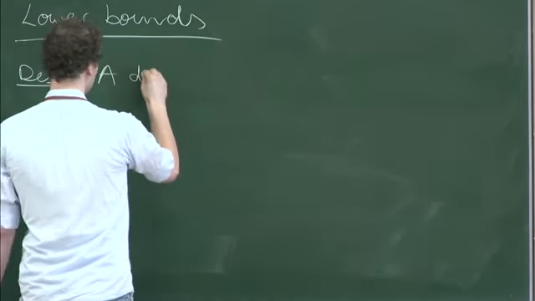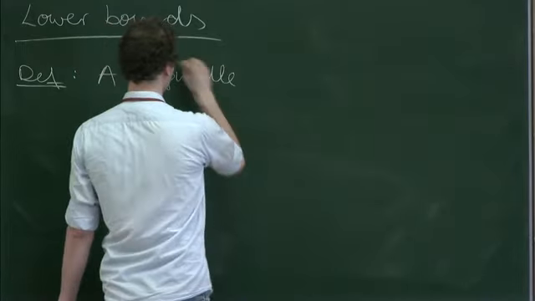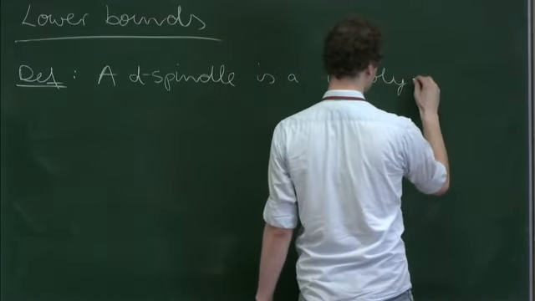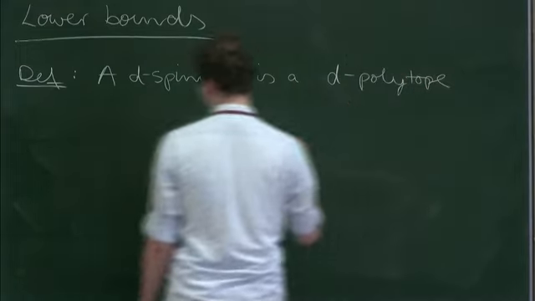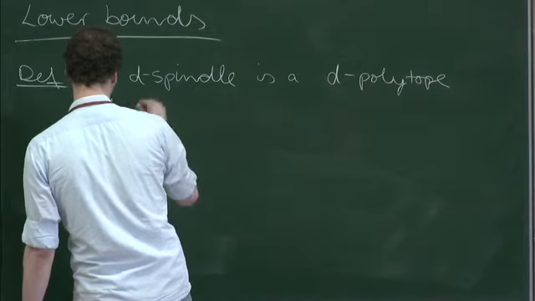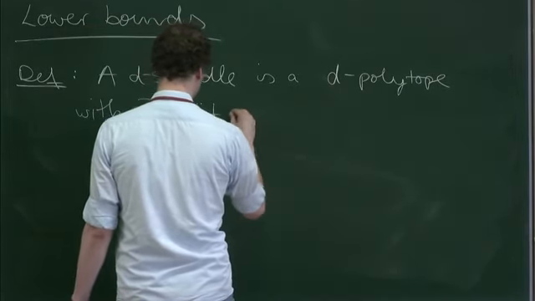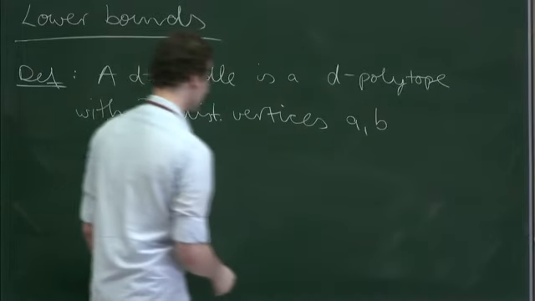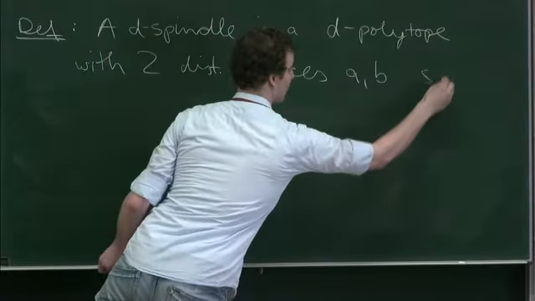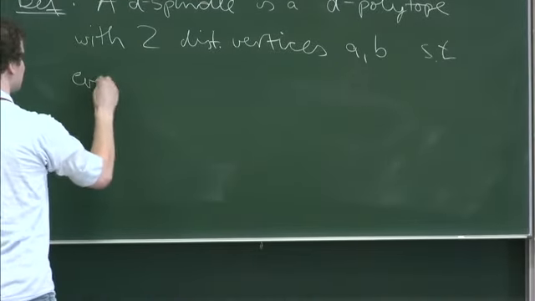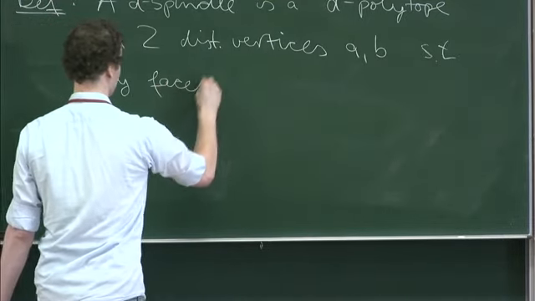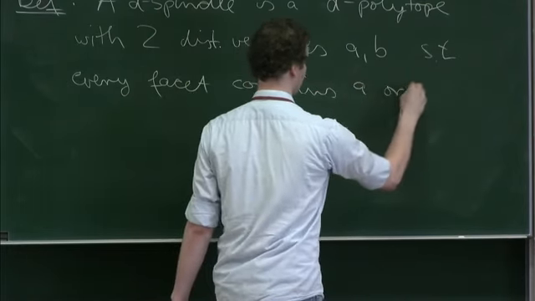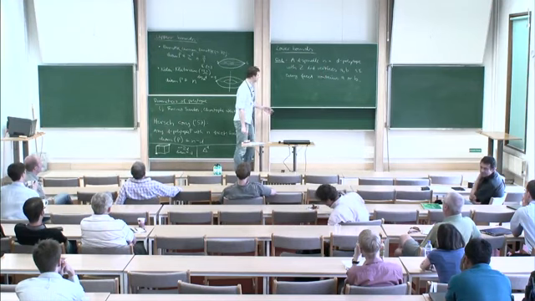A d-dimensional spindle is a d-polytope, so a polytope in dimension d, with two distinguished vertices called A and B, such that every facet contains A or B, or both. Okay, so what is an example?